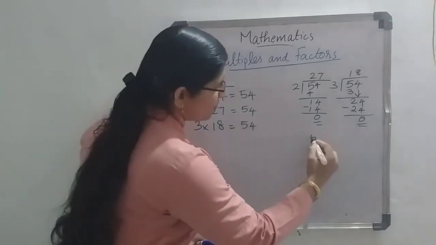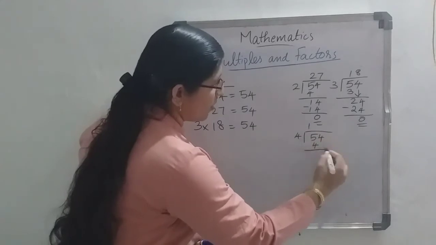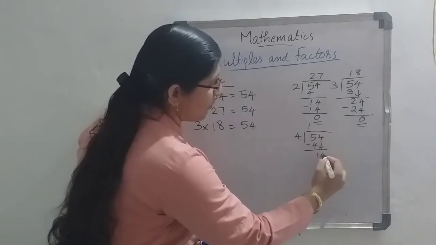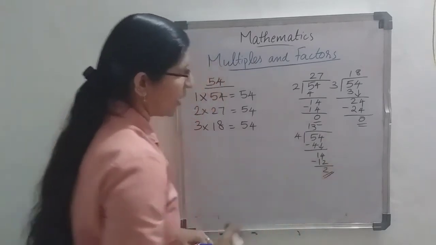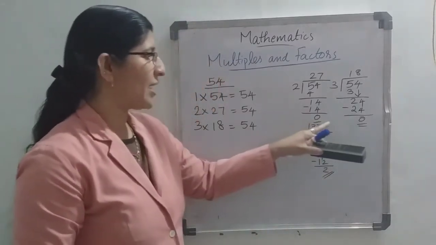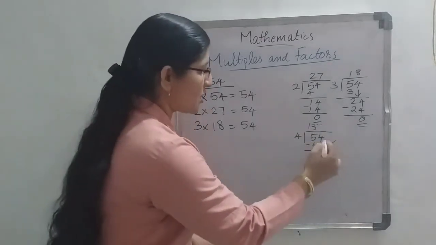What about 4? Divided by 4. 5 minus 4 is 1. Next number 14, 4 3s are 12, 14 minus 12 is 2. No. Here the remainder is 2. Whenever the remainder is 0, then only the number will be a factor. So the remainder is 2, so it is not possible.